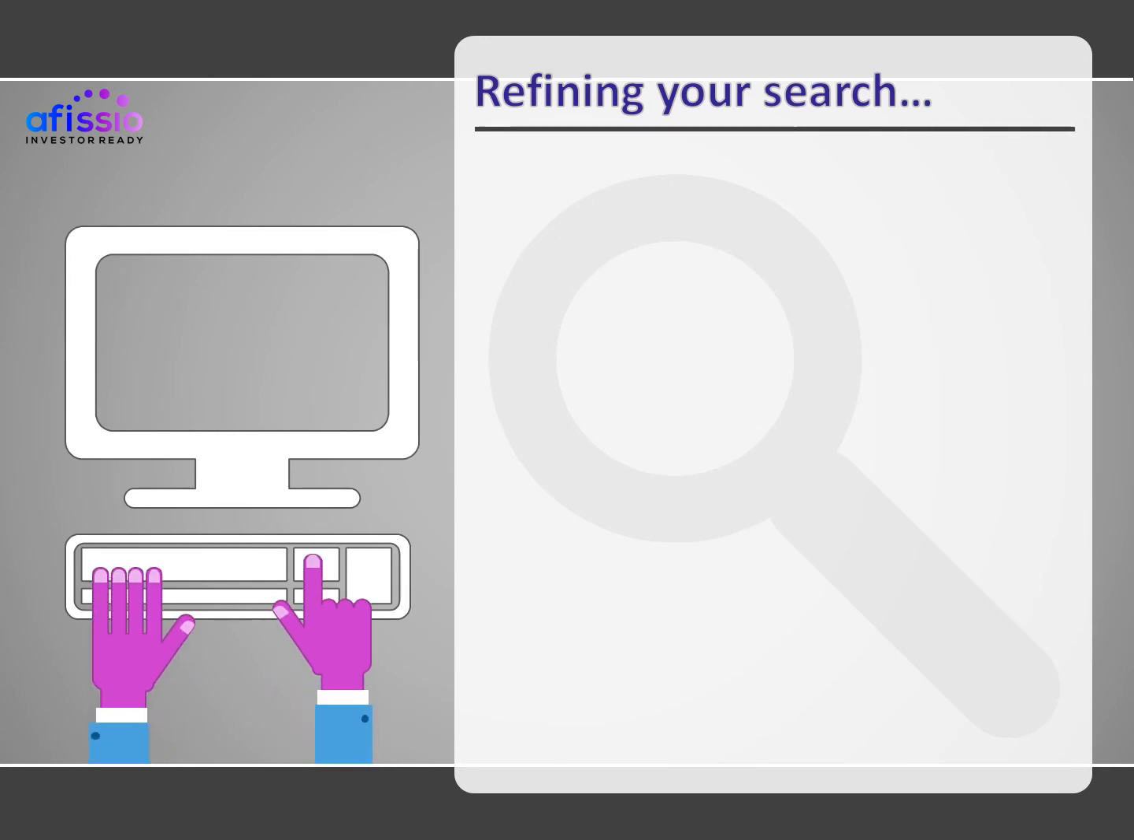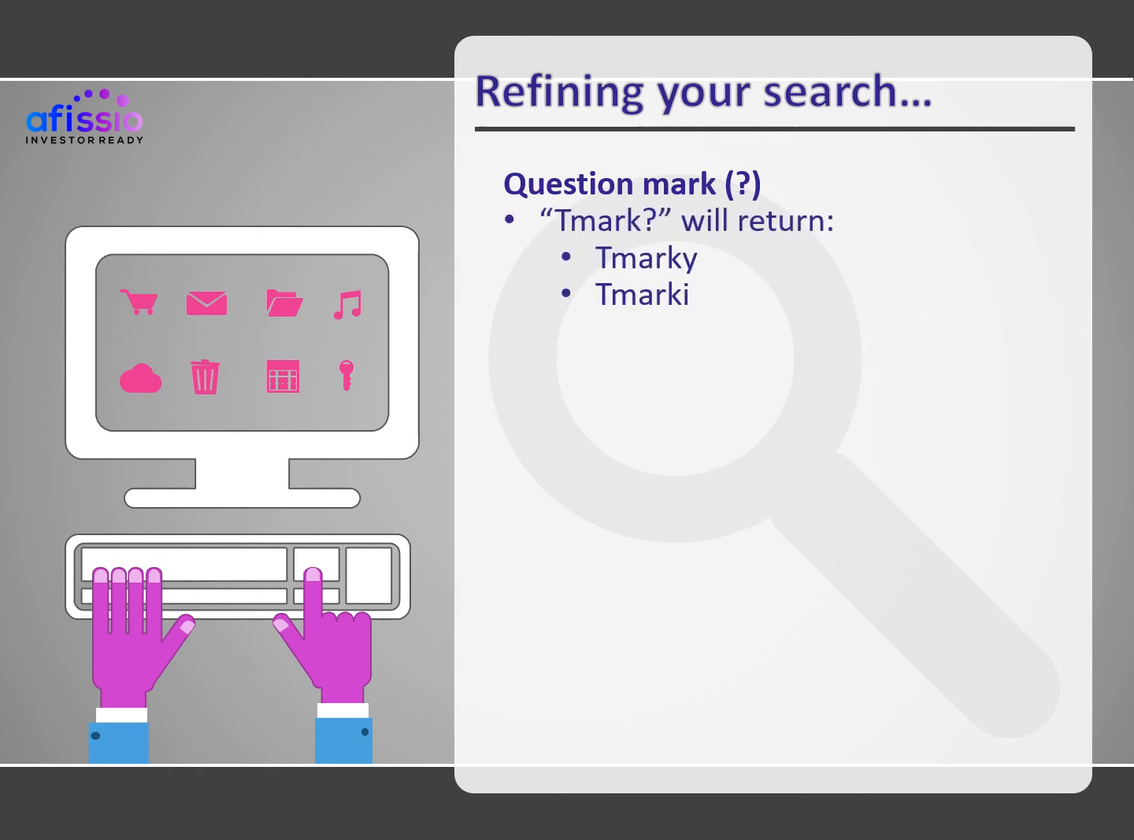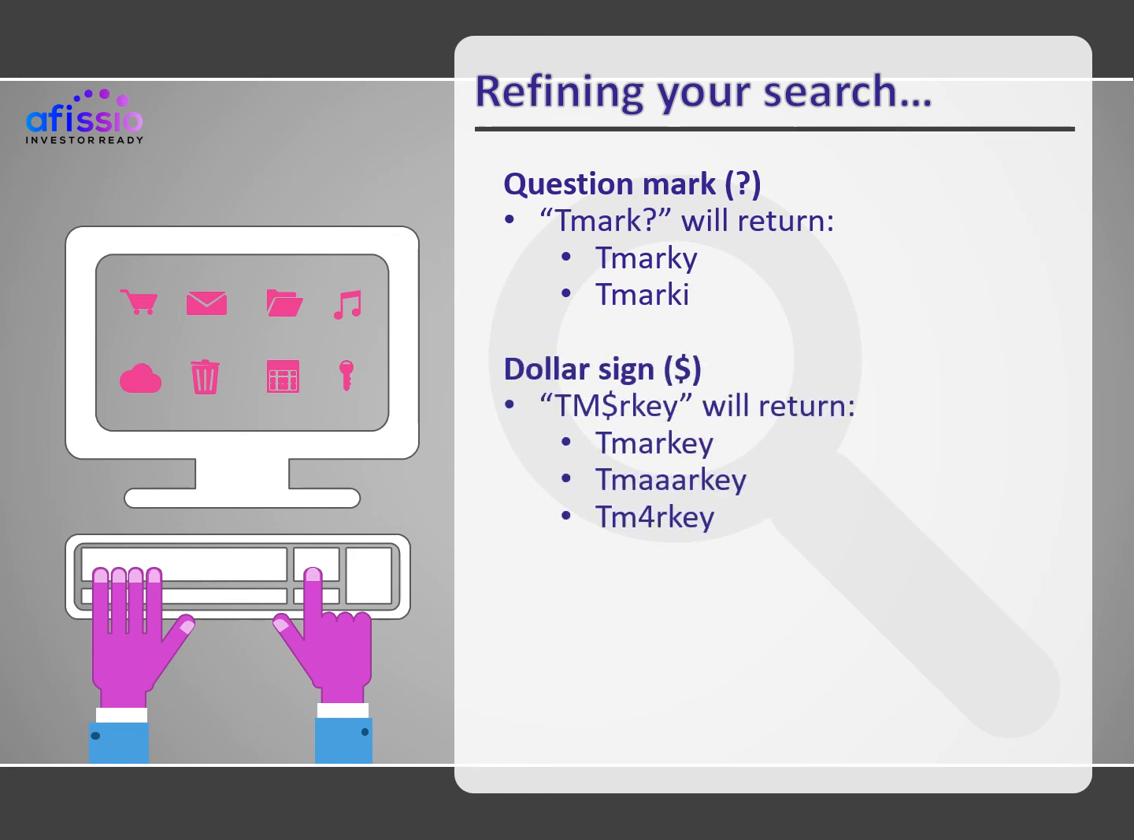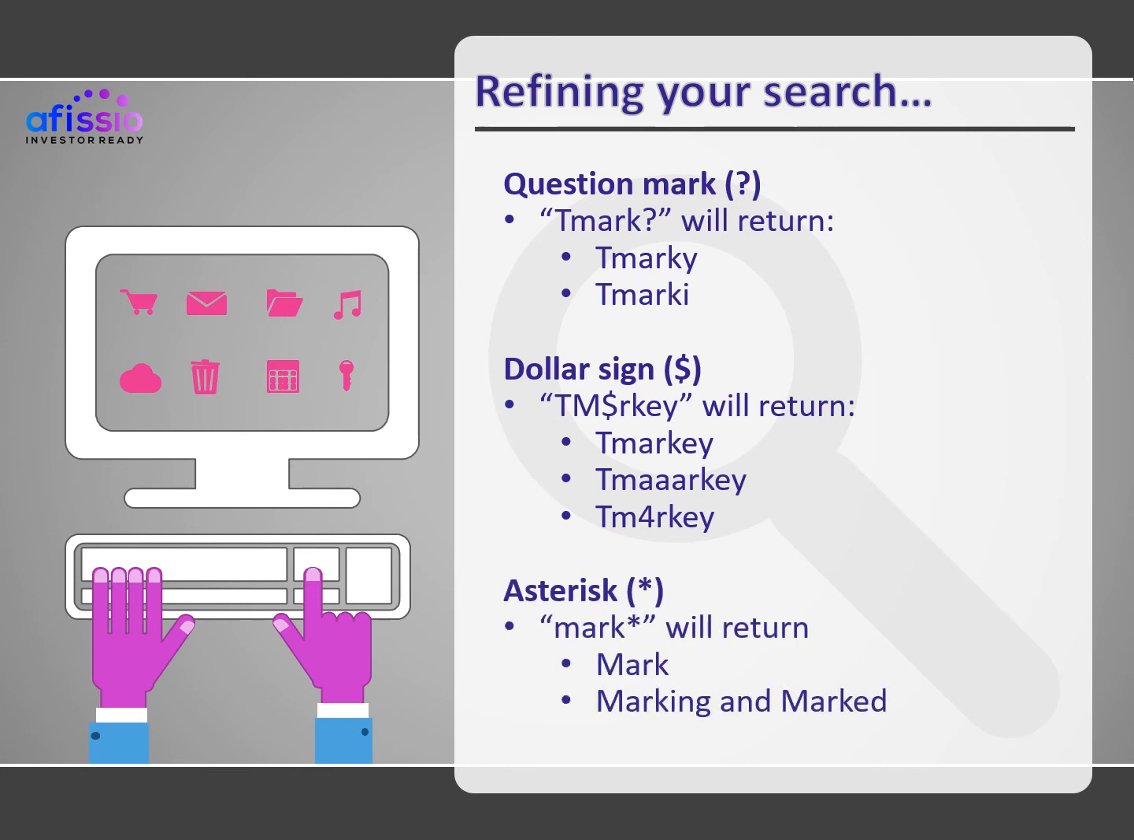You can use truncation techniques to refine your search results. Using a question mark will find all marks that match your search terms with any character in the place of the question mark. Using a $ sign will find all marks that either match your search term exactly or with additional characters in place of the $ sign. Use an asterisk to find all marks that either match your search term exactly or match your search term with additional characters in place of the asterisk.